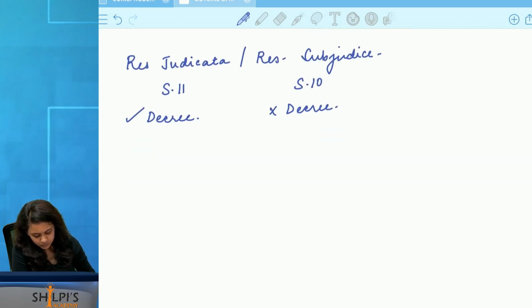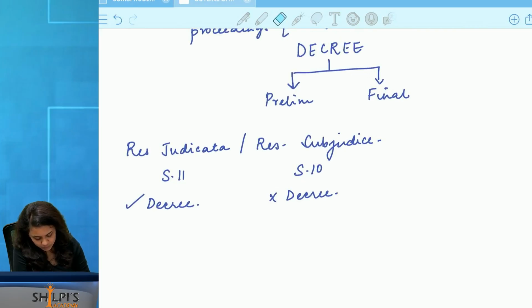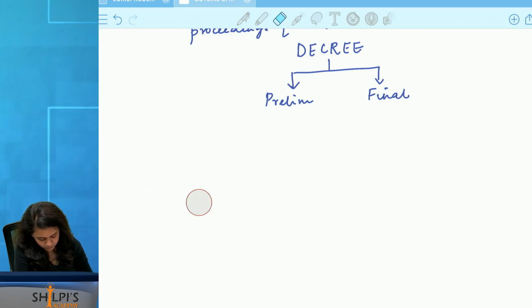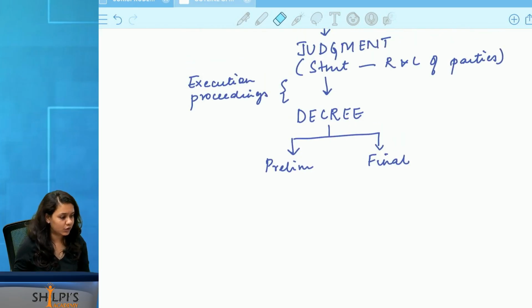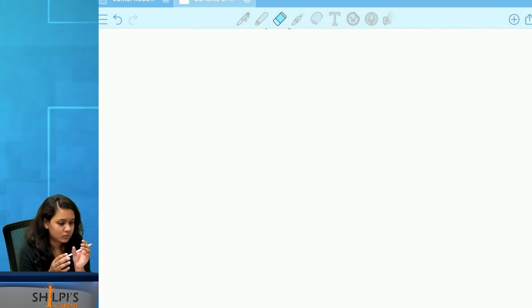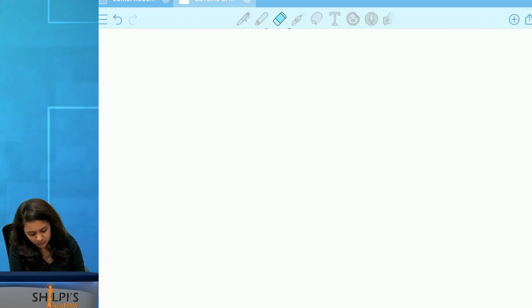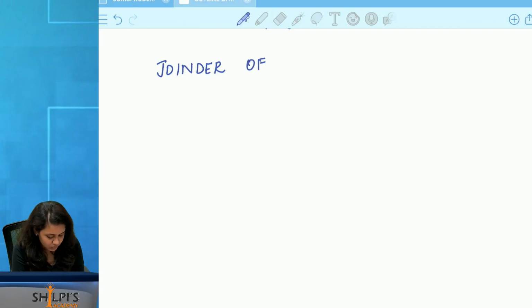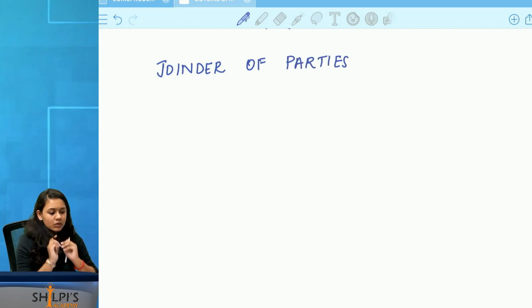Now, I'd like to continue with this concept. I'd like to come back to this flowchart and continue from here. A few more concepts which I feel are necessary for you all to know. Again, everything that I'm teaching you after this is all individual points that you have to consider separately, may not be part of the flowchart. There is a concept known as joinder of parties.